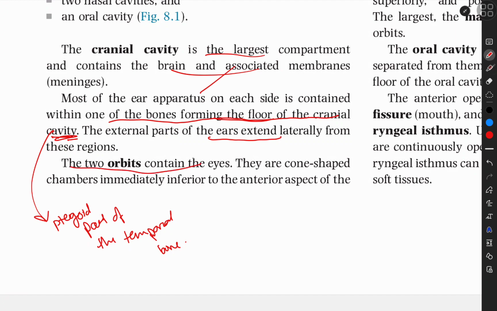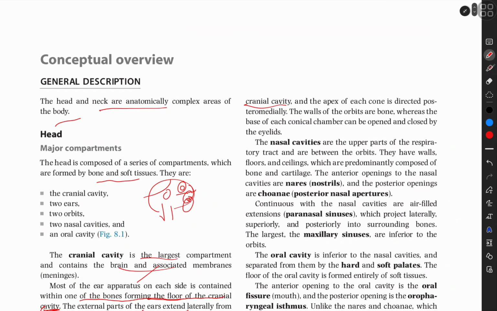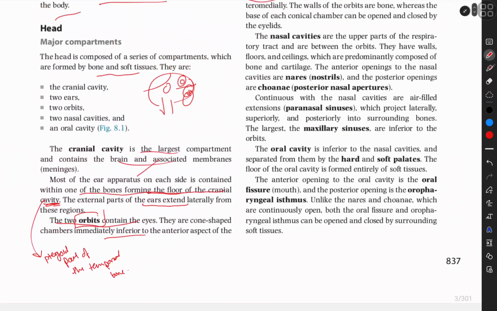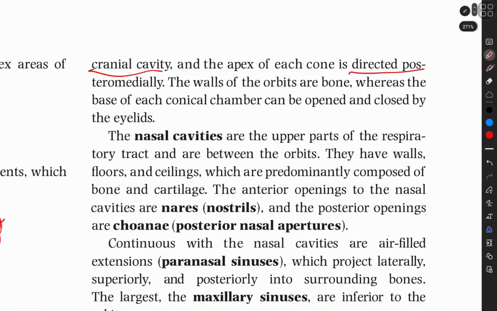The two orbits contain the eyes. Yep, orbits. They are cone-shaped chambers immediately inferior to the anterior aspect of the cranial cavity. So these are cone-shaped orbits. Yeah, makes sense. And the apex of each cone is directed posterior-medially. Okay, it is directed posteriorly and medially. The walls of the orbits are bone, whereas the base of each conical chamber can be opened and closed by the eyelids. Yeah, this is the front.